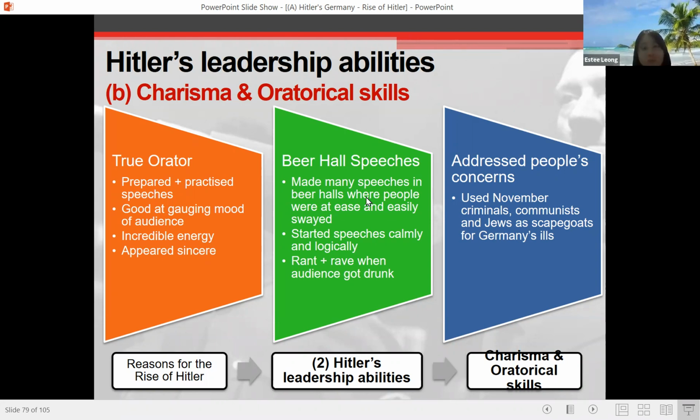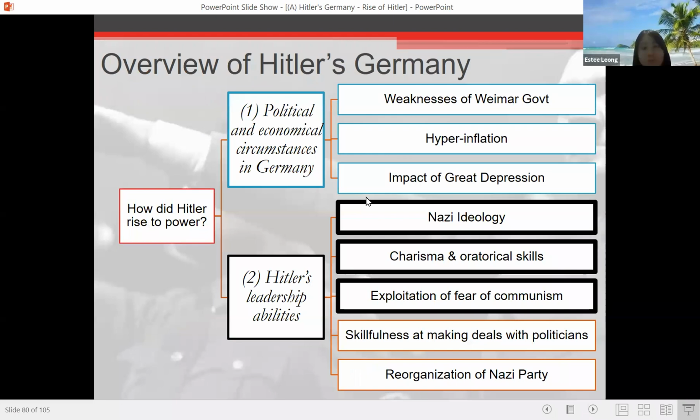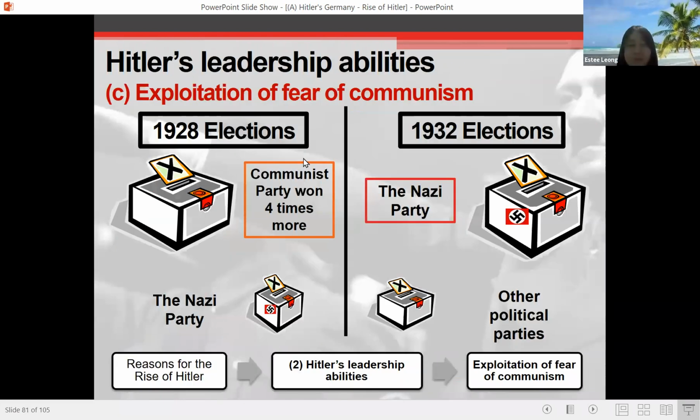Of communism. So remember, someone else is speaking here. Remember that the Nazi Party is extremely anti-communist, just one fact you have to remember among many others. If you look at the 1928 elections, the Communist Party won four times more than the Nazi Party, as opposed to the 1932 elections, when the Nazi Party soon gained ground. I think in the 1932 elections, they won 33% of the vote. So that was a plurality as compared to all the other political parties.